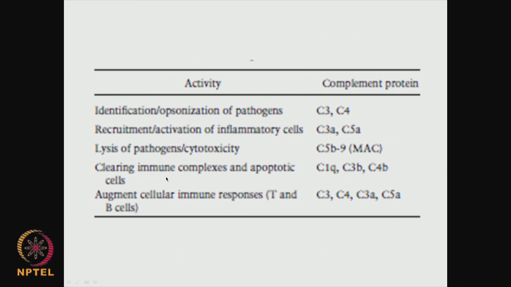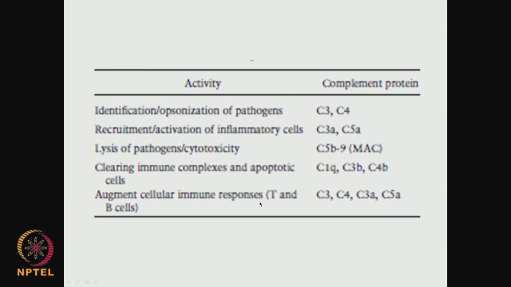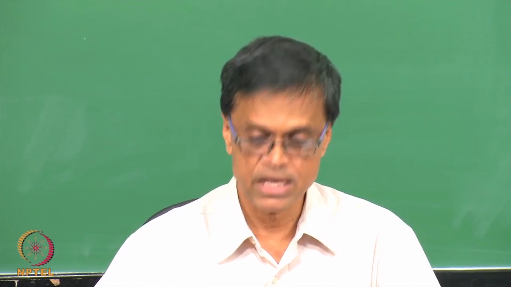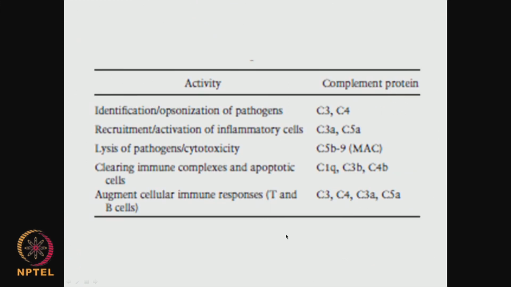So, once the cells have died, you need to remove them, that is C1q and so on, okay, C1q, and then augment cellular immune responses, again bringing back the cellular response with the help of T and B cells. So, C3, C4. Okay. So, these are the jobs of these complement proteins. Very interesting. Such fantastic things are happening inside the host system. So, I think it is very fascinating. The complement system identifies the pathogens, it brings the inflammatory and immunocompetent cells, it directly kills the pathogen.